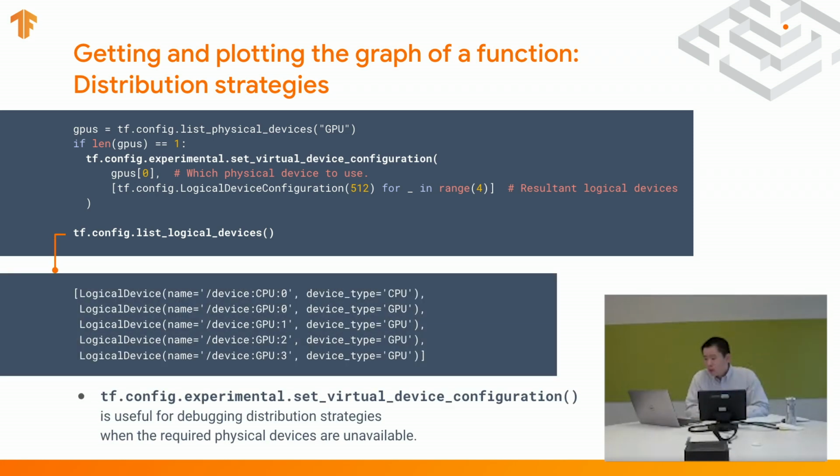Okay, so what if the function is not executing on a single device, but it's executing on multiple devices or multiple hosts using distribution strategy? Before I talk about that, I'm going to tell you about a useful API for mocking out virtual devices. For instance, if you have only one physical GPU on your machine and you want to do some testing or debugging on a distribution strategy that involves 4 different GPUs, then you can use the API called set_virtual_device_configuration to create 4 logical GPUs. And you can use the API called list_logical_devices to confirm that. It's a very useful technique for testing and debugging TensorFlow functions that involve multiple devices.